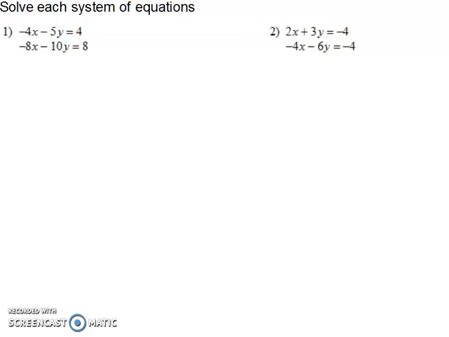For our first two, everything is set up nicely for elimination. So I will choose to eliminate my x's and multiply everything by -2. That makes my -4x a positive 8x. -2 times -5 is positive 10y, and -2 times positive 4 is -8. Then I add. 8x's are opposites, so 0. The y's are opposites, so 0 is equal to 8 minus 8, which is 0. So what I've got is 0 is equal to 0. No variables, but this is a true statement, which means I've got infinite solutions.